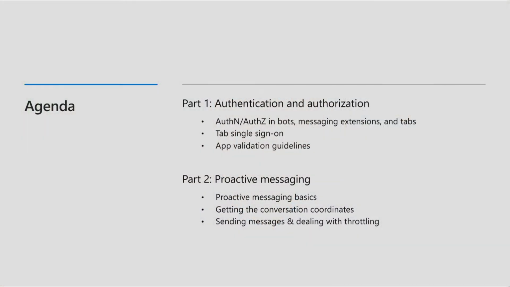We're doing a two-part session on common yet surprisingly tricky scenarios for apps inside Teams. First, I'll cover authentication and authorization. I'll dive into tab single sign-on, which is one of our top feature asks, and I'm so glad that it's finally here. Then, I'll hand it over to Nick, where he'll go over two key challenges with proactive messaging. First is figuring out where to send a message, and then second is how to deal with throttling. Let's begin with bots and messaging extensions.